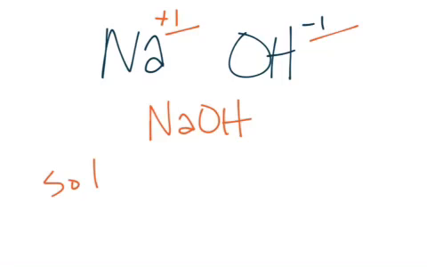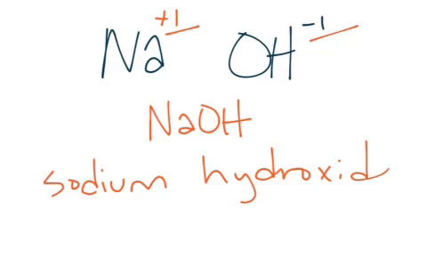The naming rules are pretty simple. Sodium still keeps its name the same. And rather than changing the end of the name to IDE, a polyatomic ion always keeps its original name. So this is going to be sodium hydroxide.